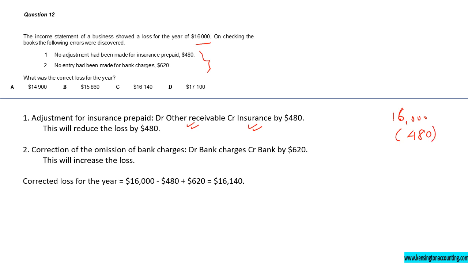Item number 2, there has been an omission of bank charges. To correct this error, we need to debit bank charges and credit bank. Debiting bank charges will increase total expenses, and therefore this will increase the loss for the year. Therefore, we need to add 620. The revised loss will be 16,140. Therefore, the correct answer is C.